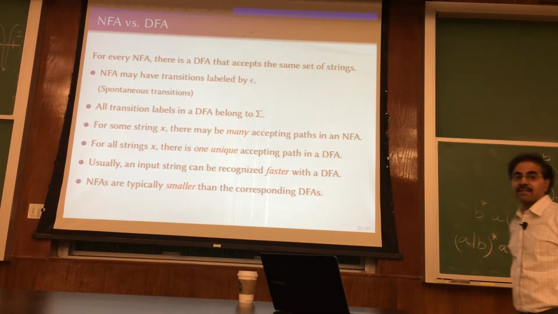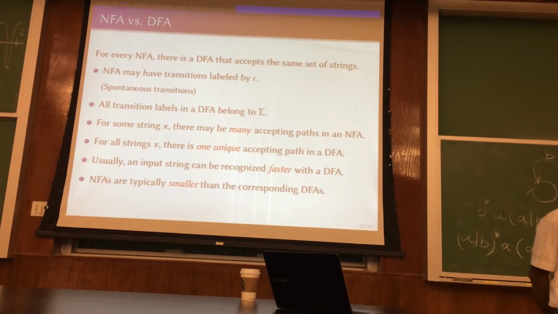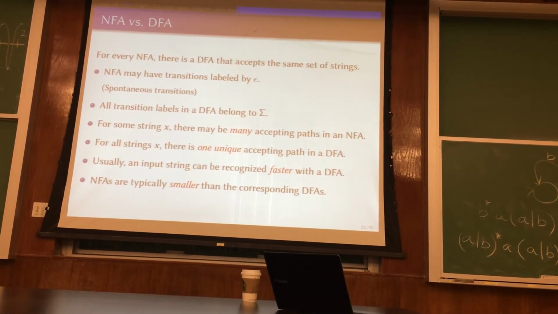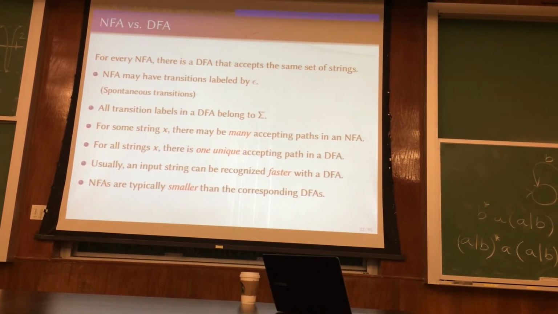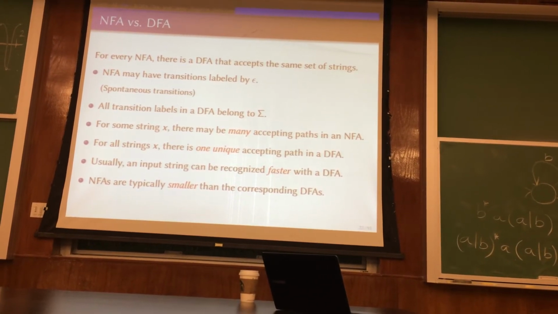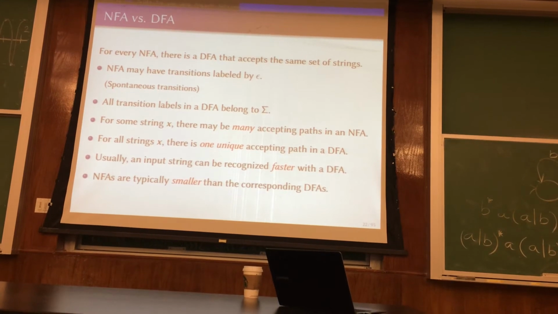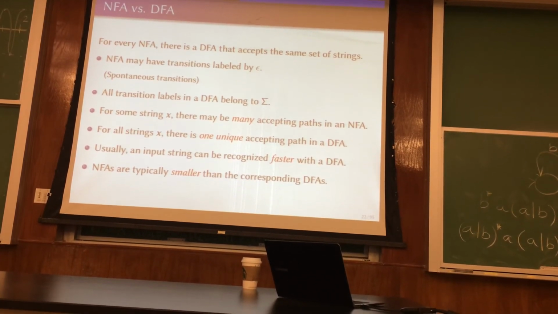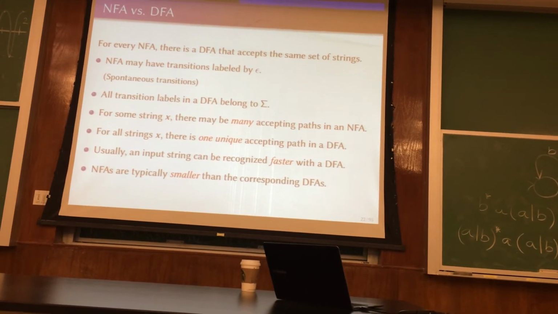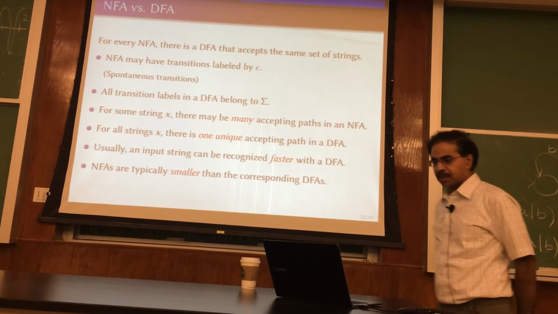In a DFA, you can't have that, because any epsilon transition introduces non-determinism, because it basically says without consuming any input, you can go to some place. So that means you cannot uniquely determine the state of the DFA, and therefore you can't support epsilon transitions in a DFA.